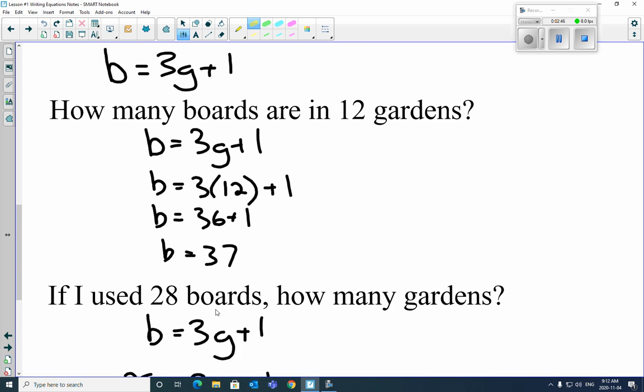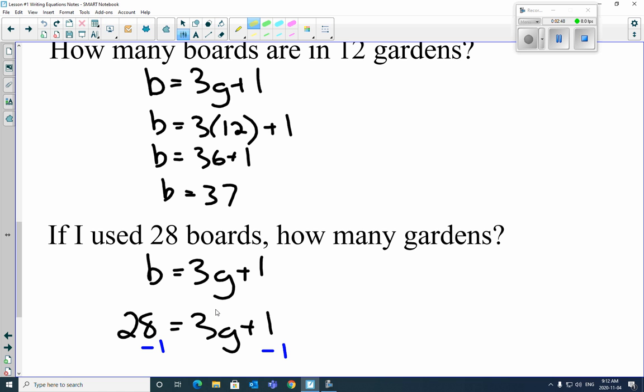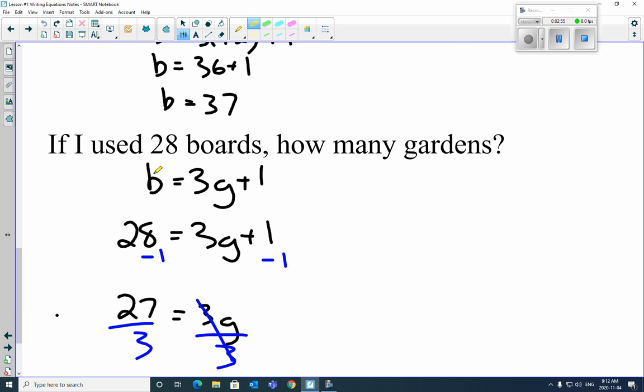Well, the interesting thing about this is you can also work backwards. If I used 28 boards, how many gardens did I get? Oh, well, this is backwards. So the difference is instead of replacing G, we're replacing B with 28. Well, you have a basic understanding of algebra, and we're going to look at it further in the next chapter. Here, what you do is you have to get the 1 by itself. So we subtract 1 from both sides.